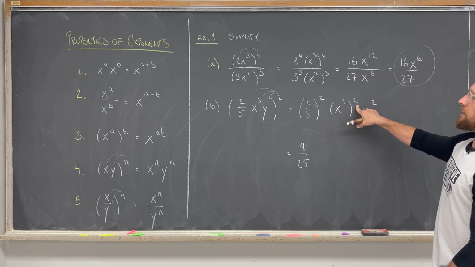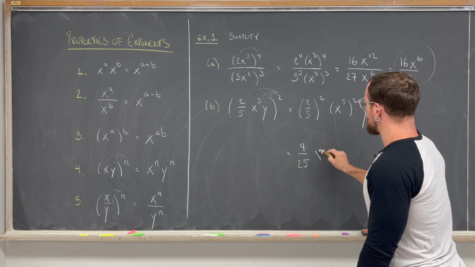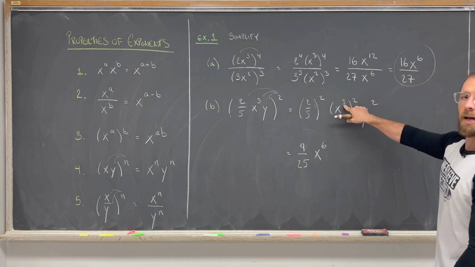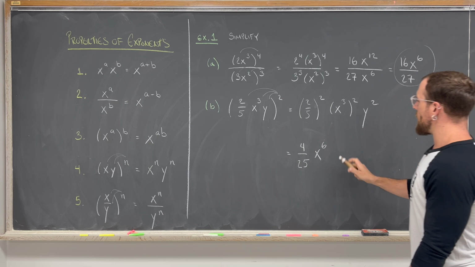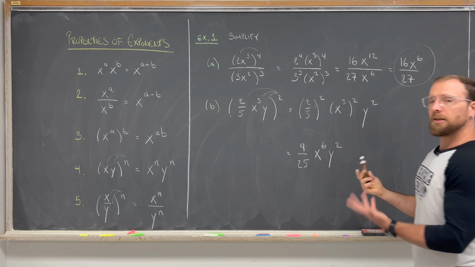X cubed squared, we've actually seen that one before. We know that that's x to the 6th. We know to multiply nested exponents. And I've got a y squared at the end. Now you certainly could leave your answer like this.